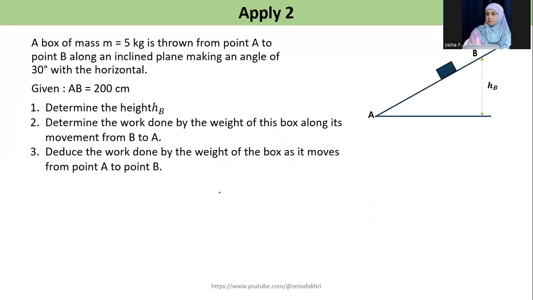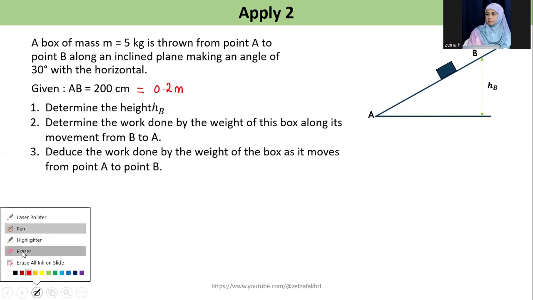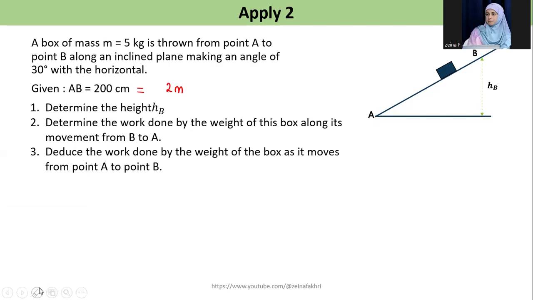Let's take now another example. A box of mass M equal to 5 kilograms is thrown from a point A to point B along an inclined plane, making an angle of 30 degrees with the horizontal, such that AB is equal to 200 centimeters, which means it's equal to 2 meters. We continue here. Determine the height of the point B.